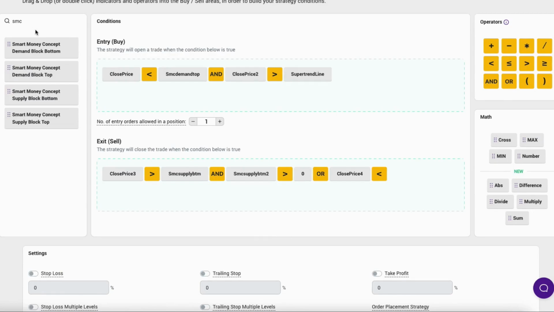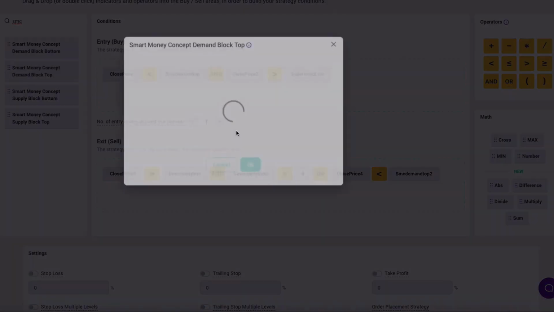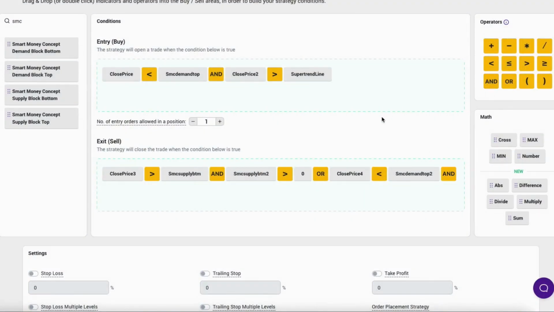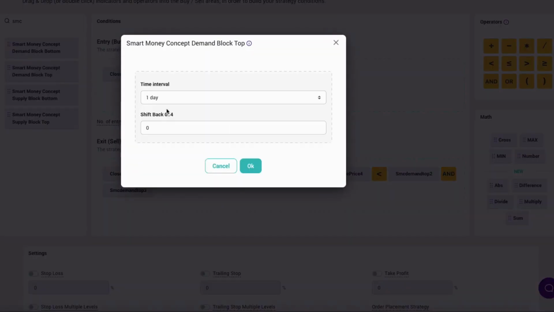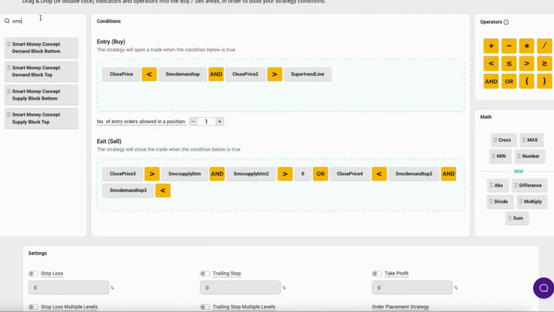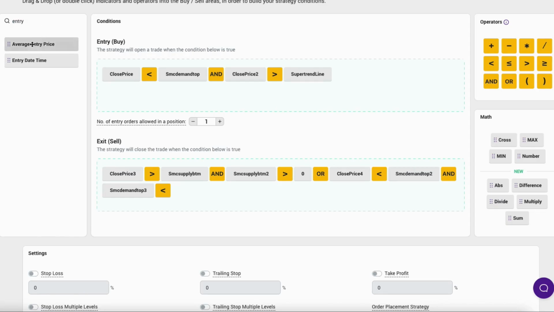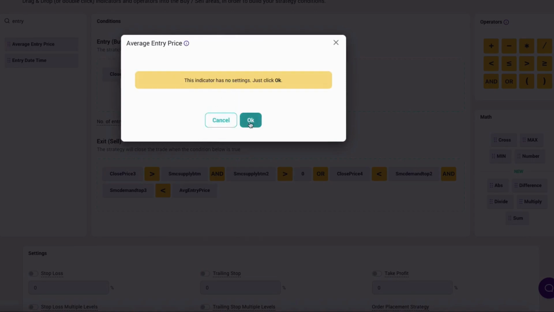The demand zone is what we know as support. So for the sake of the example, we also want to exit the position if the support is invalidated and the price goes to a lower support zone. When the support zone is invalidated, it disappears from the chart. So basically, the condition will be the following. If the price touches again the Smart Money Concept Demand Zone Top indicator, and this level is below the entry price of the position, then we exit.